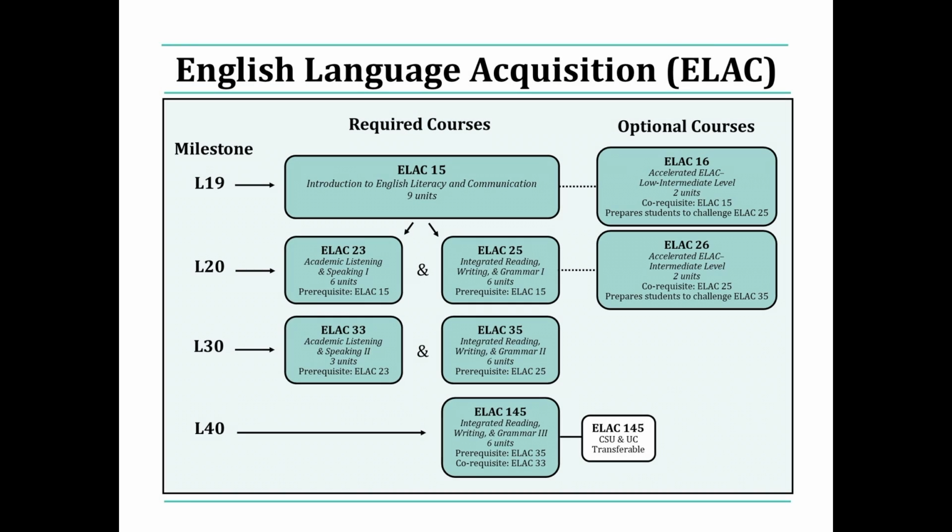All right, now let's move on to ELAC, English Language Acquisition, formerly known as ESL. As you can see, there are 4 levels: L19, L20, L30, L40. Please take a look at your milestone and match your level with the correct course in the chart. Please note, ELAC was designed for students whose first language was not English.